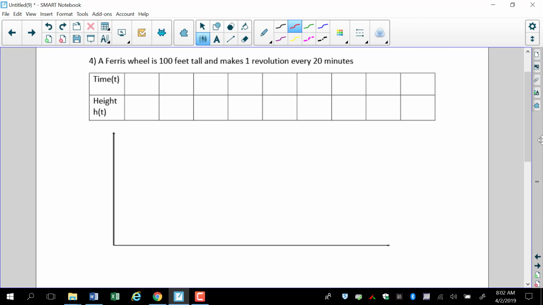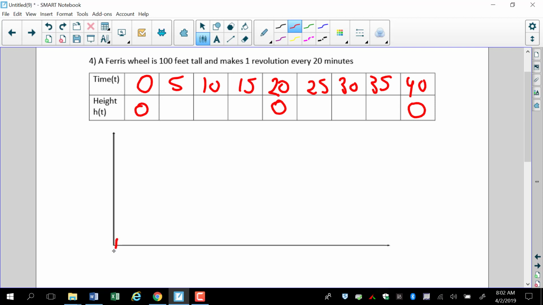So let's say you have a 100-foot tall Ferris wheel and it makes a revolution every 20 minutes. So I'm just going to go here and then 5, 10, 15, 20, 25, 30, 35, 40. So every 20 minutes, it makes one revolution. So it's going to start at a height of 0, and every 20 minutes, it's going to come back down to 0. So here's 0, here's 20, here's 40, 0, 0, 0.